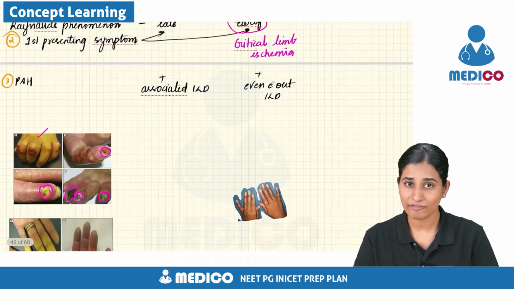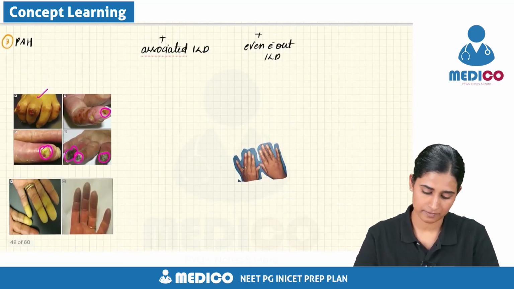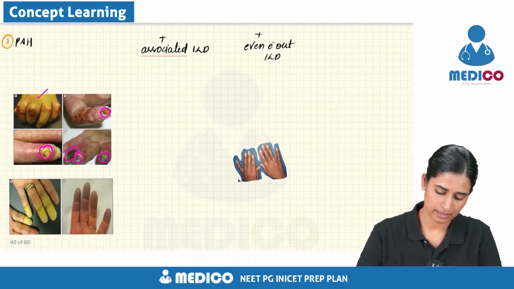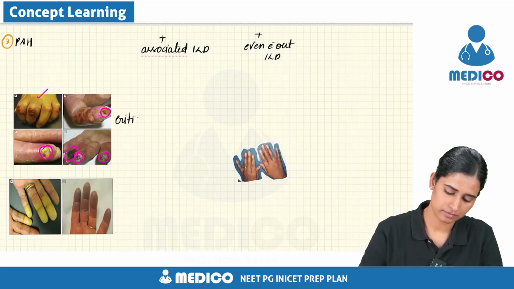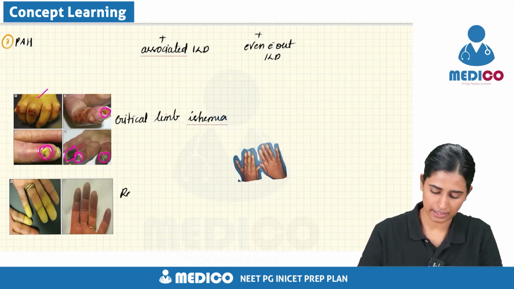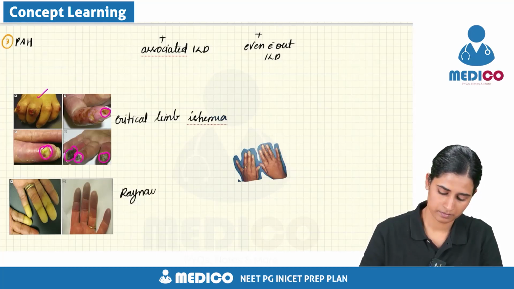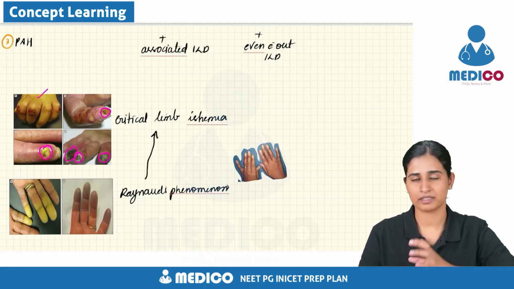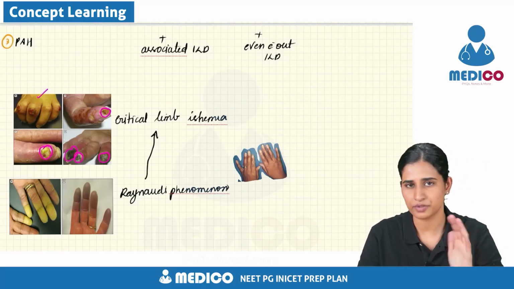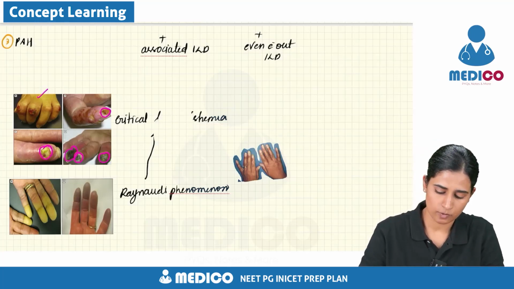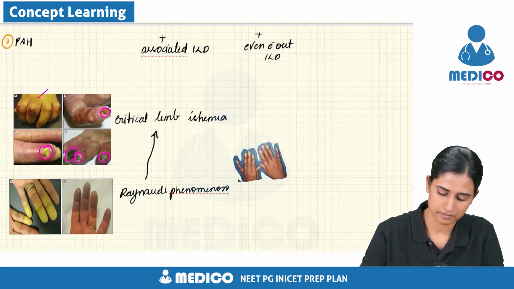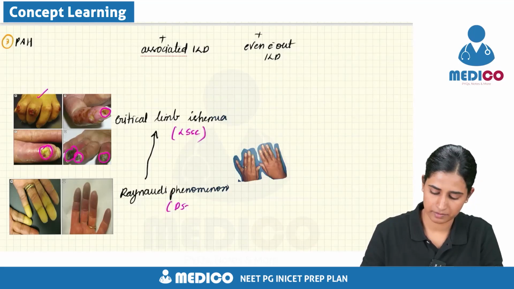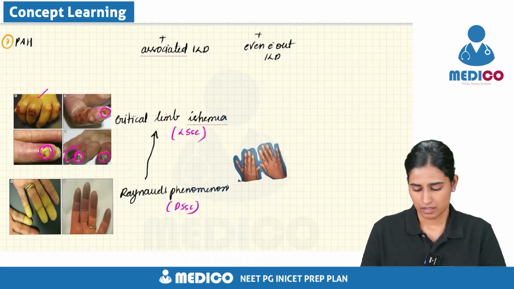And we'll see other findings. So this is the critical limb ischemia. This is the Raynaud's. So when the stenosis increases, it will progress into critical limb ischemia. It's mostly seen in limited. Done.